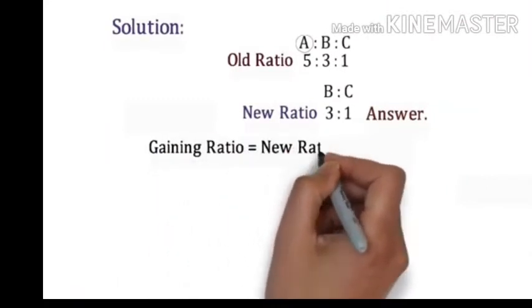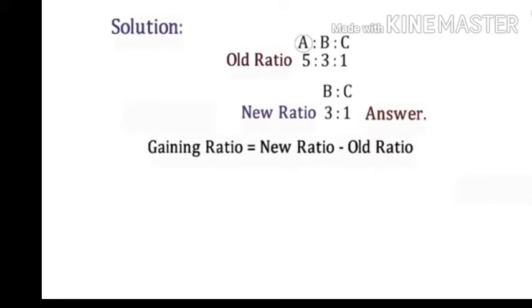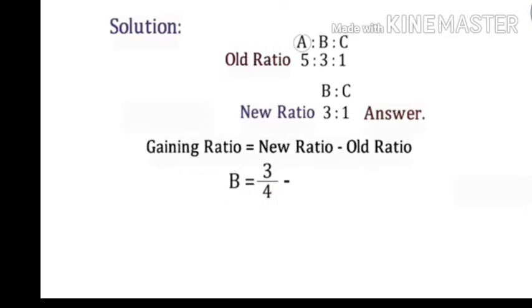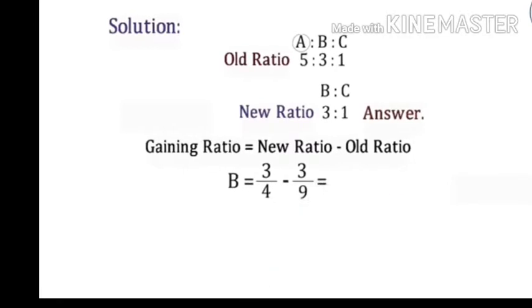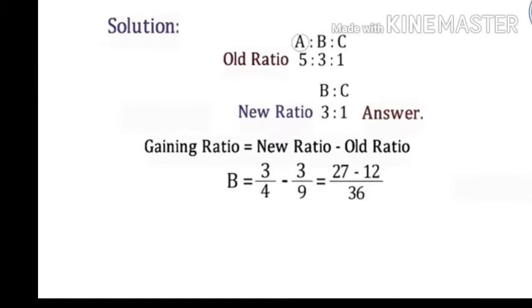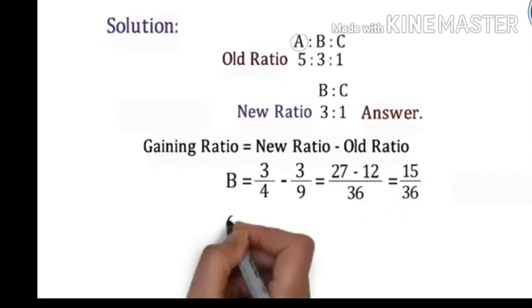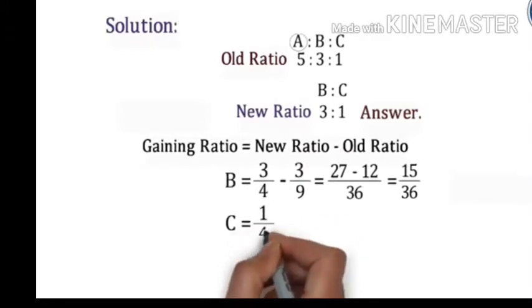Now how to calculate a gain ratio? For gain ratio we have a formula: gain ratio is equal to new ratio minus old ratio. A partner retires from the firm, so we will calculate the gain ratio of partners B and C. For B, new ratio is 3 upon 4 and old ratio is 3 upon 9. So make the denominator equal, LCM will be 36, 4 into 9, 36. Cross multiply: 27 minus 12, so 15.